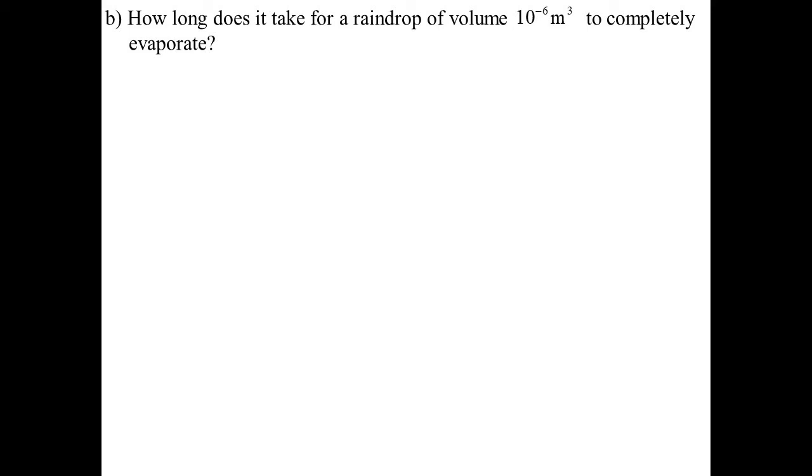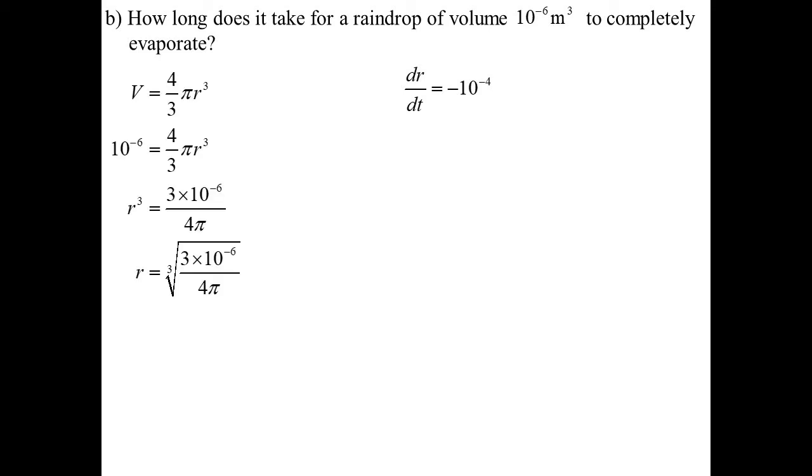Now, our raindrop, we're saying, has a volume of 10 to the negative 6. So dr/dt is minus 10 to the negative 4. We just found that out. Now, volume is 4/3 pi r cubed. What I need to do is find out what is the radius of my raindrop. They told us the volume, but I want the radius. So subbing in, we get that the radius is this beautiful expression, the cube root of 3 times 10 to the negative 6 over 4 pi. Back to our derivative.